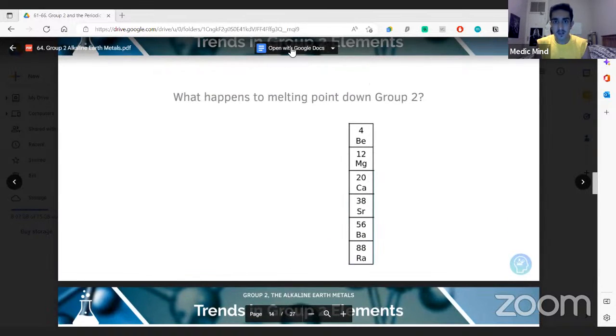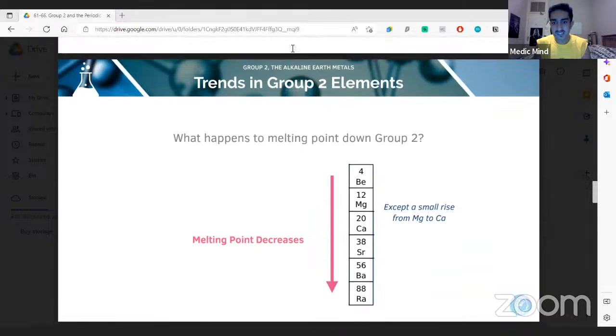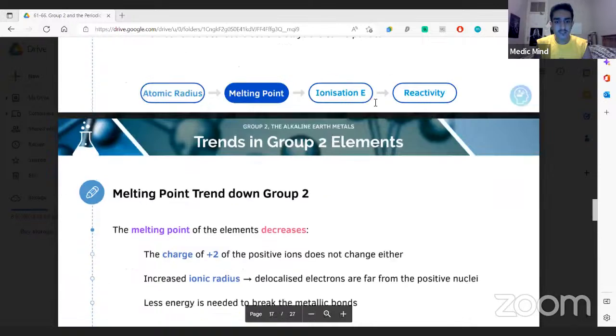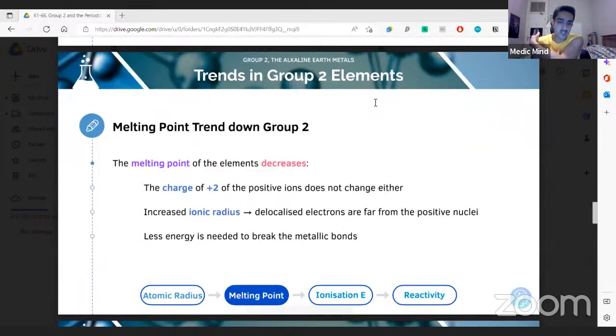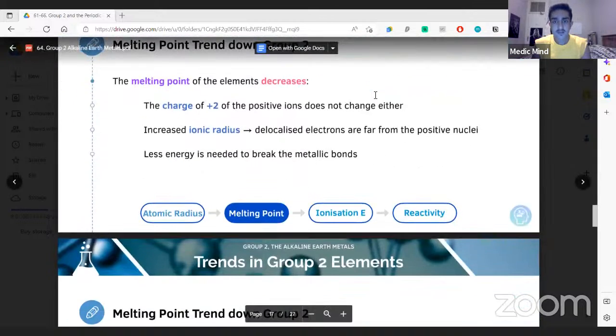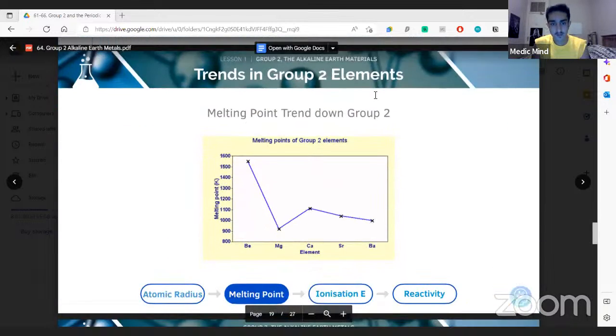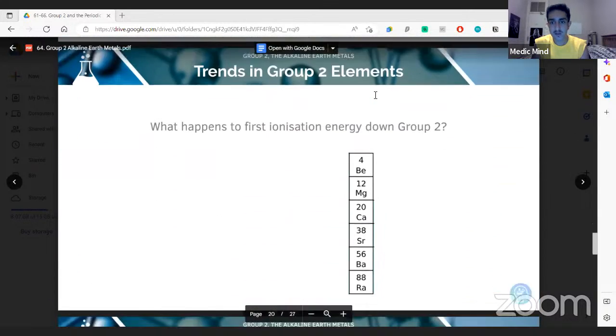What about melting point? So let's think about that. Melting point decreases. Why? Because the radius of the metal ions is going to increase, which means that, it's still only 2 delocalized electrons, but the radius increases, which means that the attraction between the nucleus and those delocalized electrons is going to go down, which means that less energy is required to break these metallic bonds. And therefore, it makes sense that the melting point is going to go down. You can see the general decrease.